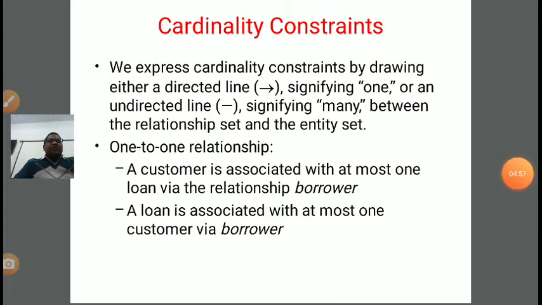If we want to represent the cardinality constraint in an ER diagram, then we have to use some notation or symbol. We express cardinality constraint by drawing either a directed line, which signifies one, or an undirected line, which signifies many, between the relationship set and the entity set. That means between the relationship set and entity set we can put an arrow line.